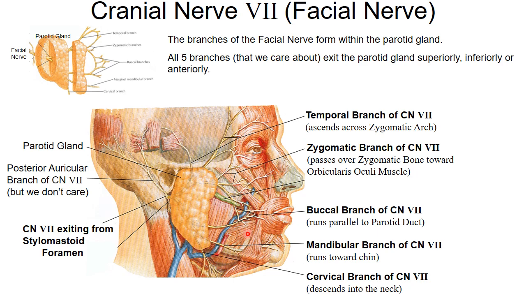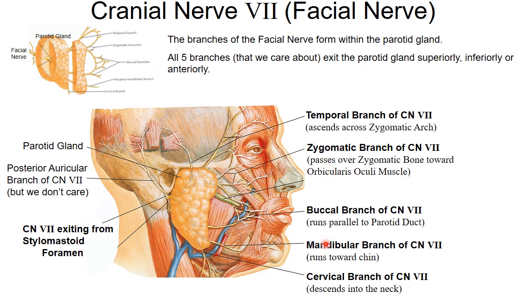I'm not going to ask you very specifically what branch supplies any given muscle of facial expression. I just want you to know the muscles. I want you to know the branches. I probably am not going to ask you a question like which branch of facial nerve supplies zygomaticus major. It's not that critical to know that. But I do want you to be able to identify the branches and know where they go.